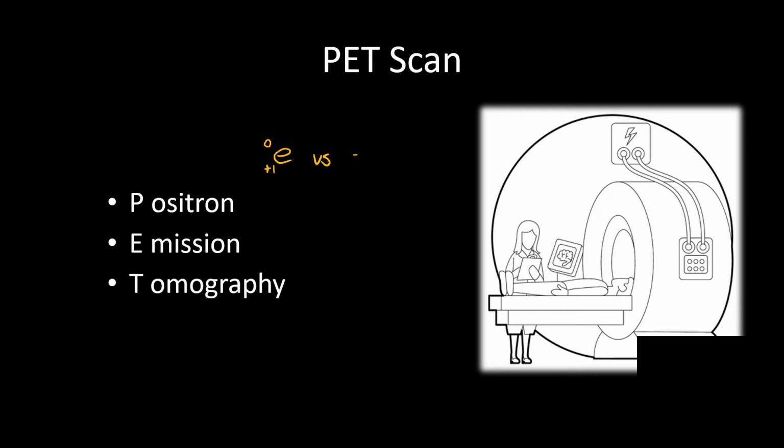A positron is an antiparticle of an electron. This means it has the same mass but the opposite charge. Emission refers to the release of the positron from the radioisotope. Tomography is an imaging technique that produces a 3D image of a structure in a solid object through differences in the passage of waves through that structure.